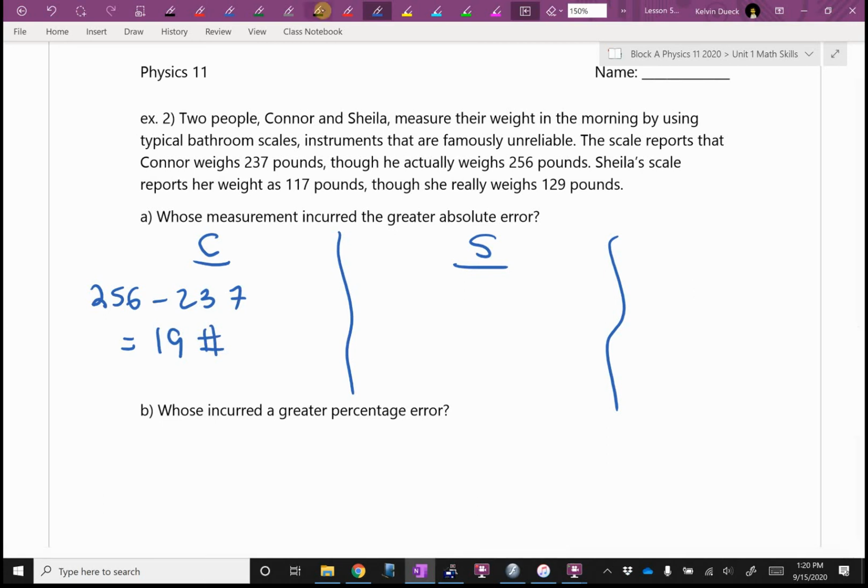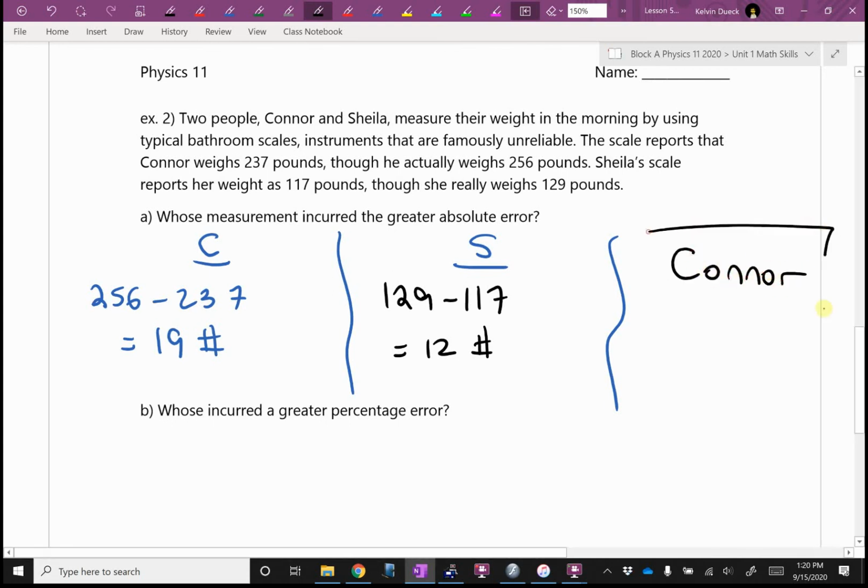Okay, Sheila, I'll change colors. It's going to be 129, take away 117, which is going to be 12, yes? Whose scale had the larger absolute error? I tend to put a box around my final answer so that Captain Obvious like me can find what my final answer is. Oh, that must mean that Connor's scale is less accurate than Sheila's. Well, no. We really should find out which one is off by a greater percentage.